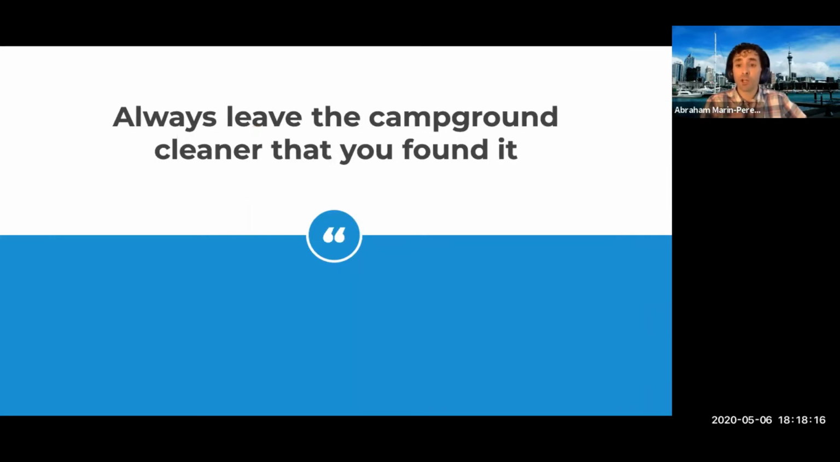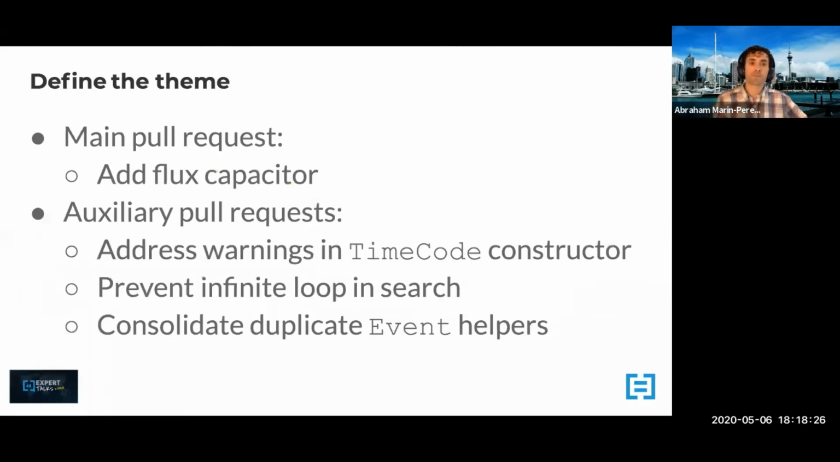Now, the key is you still do all those improvements. However, you just don't include it in the pull request. You just release them later. So the idea is you would have your main pull request, in this case, add a flux capacitor, and then you will have your auxiliary pull request. And this is all the things that you found that you can improve, all the problems that you spotted, the warnings, the duplicated code, etc. And then you still make those changes, but you share them under different pull requests.